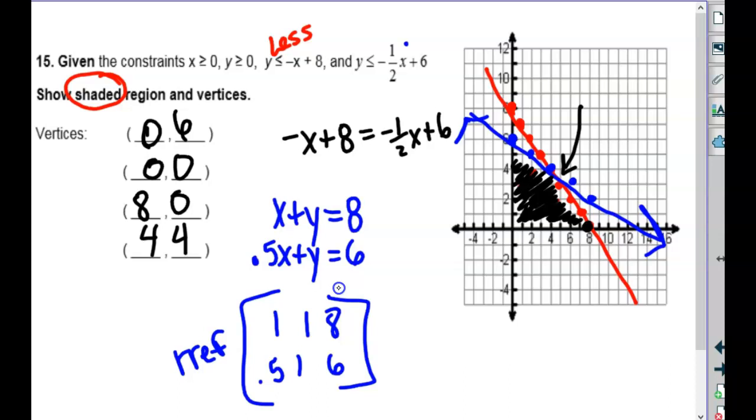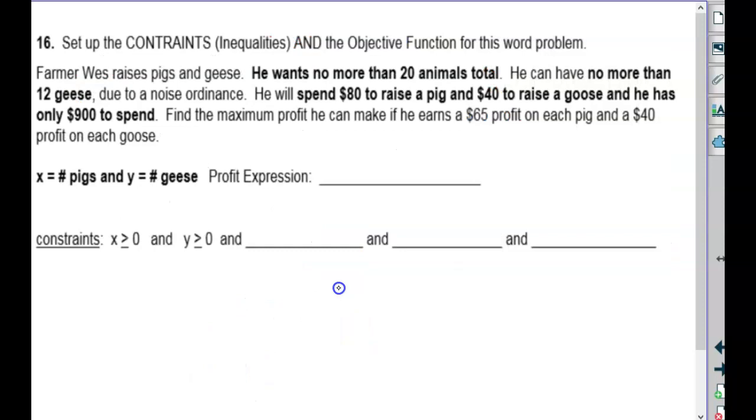Any questions? Then we have to set up the constraints. Farmer Wes raises pigs and geese. He wants no more than 20 animals total. So it says X is pigs and Y is geese. Can you give me a constraint for that sentence I bolded there? X plus Y, total number of animals has to be less than 20. So say it in words, pigs plus geese less than 20. Make sense? He could have no more than 12 geese.